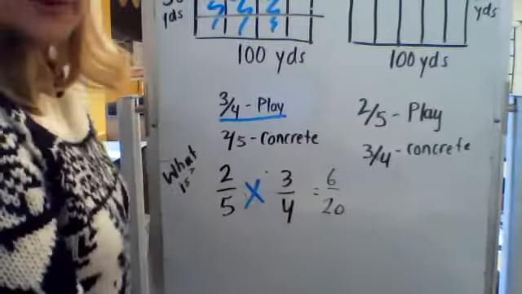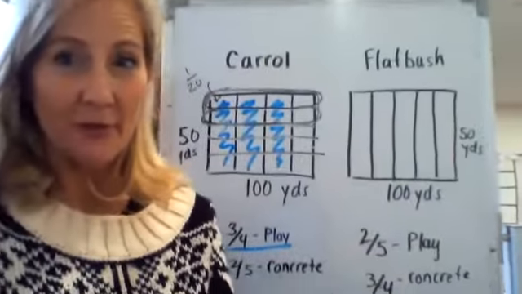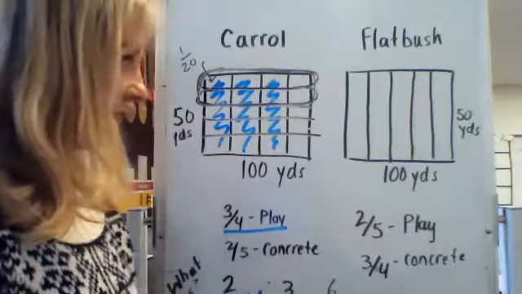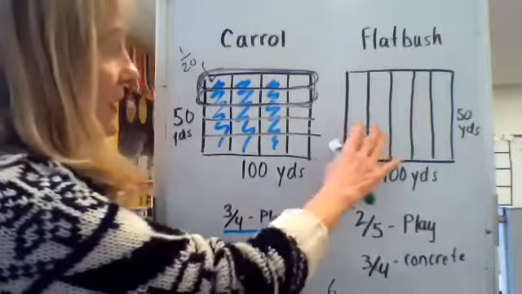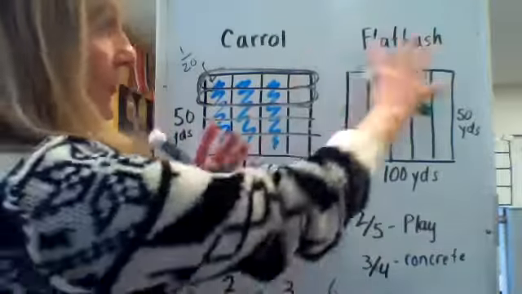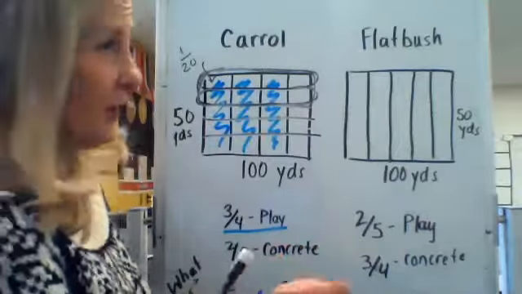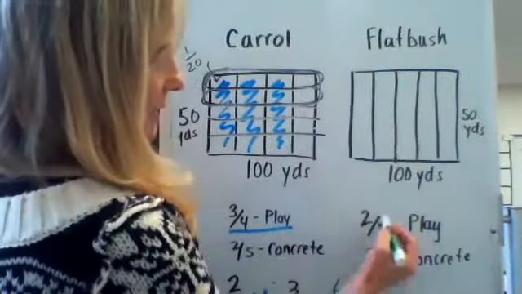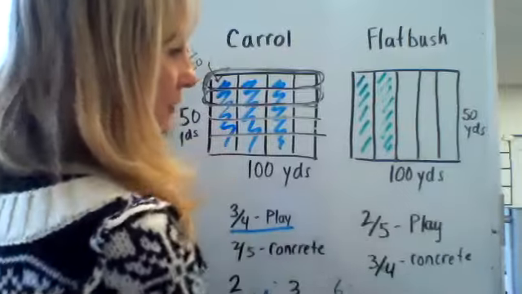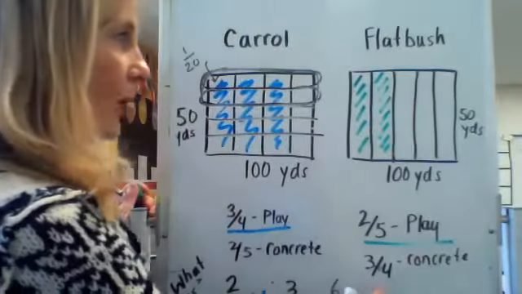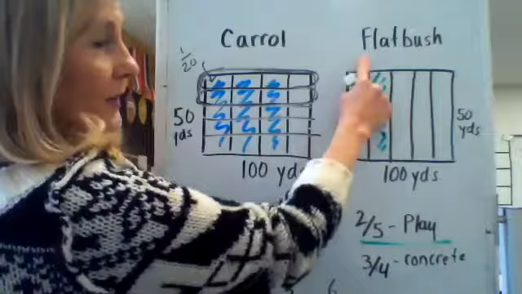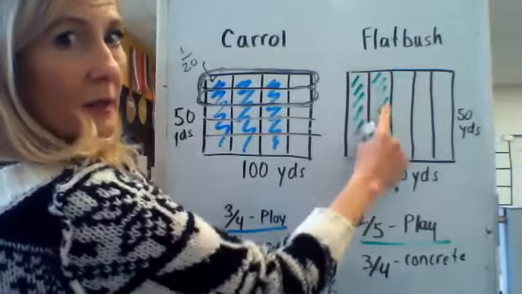If you think it through, these actually become super fun. If you think it through and don't get panicked. The next one, this place, Flatbush, 2/5 of the playground. 2/5 of the whole area is going to be playground or play area. So let's go ahead and indicate that. 1/5, 2/5, okay? What's 3/4 of just this amount? So basically, what's 3/4 of this amount?